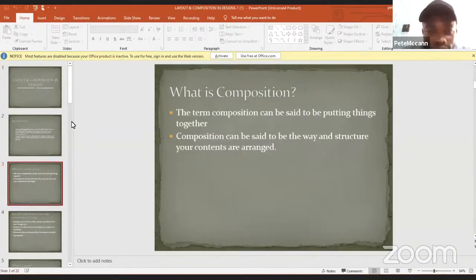What is composition? The term composition can be said to be putting things together. Composition can be said to be the way and structure your content is arranged. Like I said, putting a chair on the floor depends on how you put it so people can understand this chair is a chair for sitting.